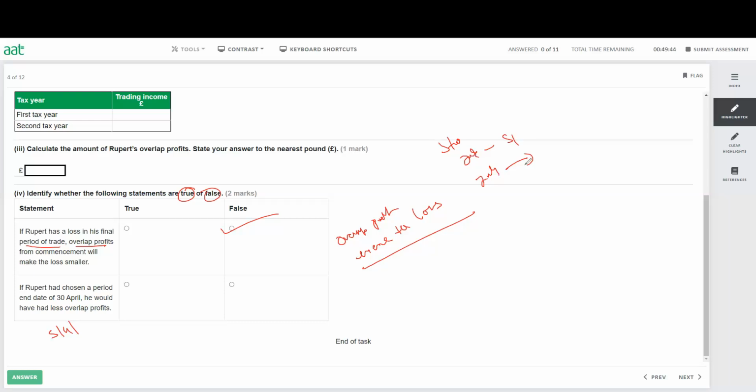So there will be overlap profit anyway, unless you start your business exactly from April to March. If you follow the tax year, exactly that day you start your business, then there will be no overlap profit. Otherwise, if the first year is less than 12 months, in the second year you calculate again 12 months. So it will not bring any difference for the overlap profit. So this is also false. All right, let's move to the next one.